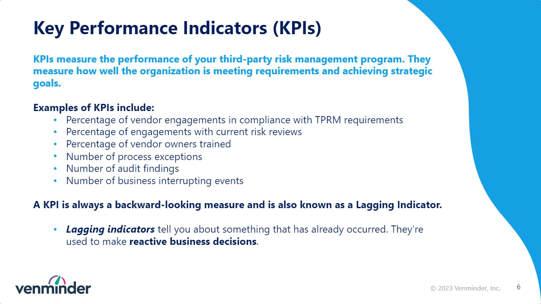All right, so when it comes to KPIs or key performance indicators, they're going to help us measure the performance of the risk management program and to help us determine how well we're achieving strategic goals and objectives. Keep in mind that a KPI is always a backward-looking measure. So it's looking at something that has already occurred. We also can call this a lagging indicator. But when we look at KPIs, they're most often used to make reactive business decisions, right? Or responding to something that's already taken place.